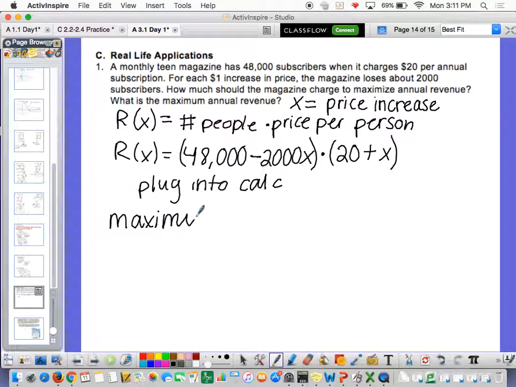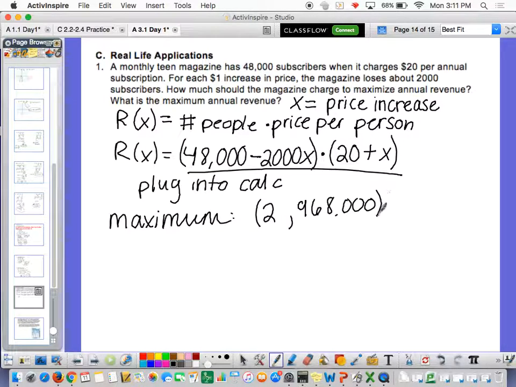I'm going to save time here because I know you don't want to keep watching this video any longer than you have to. If you plug this equation into the calculator and you find the maximum, the max occurs at the point (2, 968,000). So when it asks how much should the magazine charge to maximize annual revenue, this is when you have maximum annual revenue. That means that $2 is the price increase.